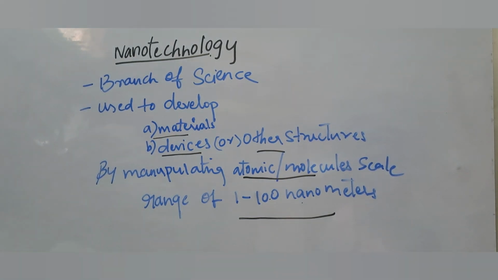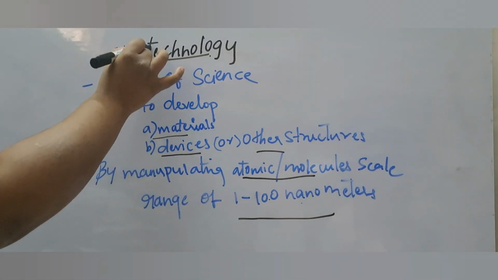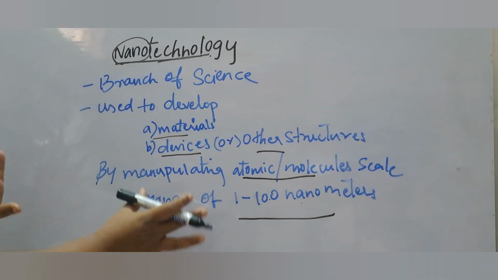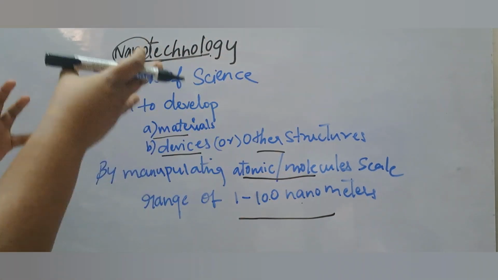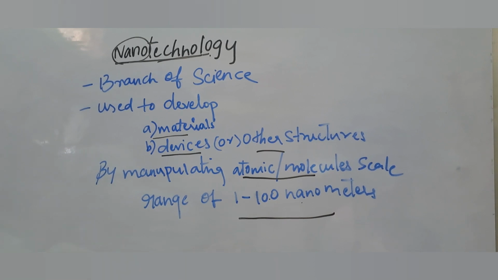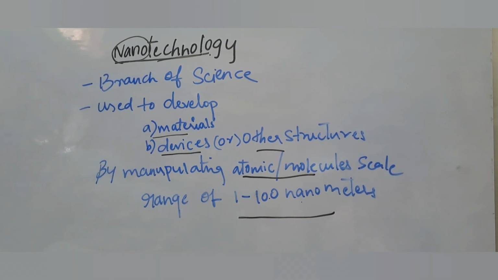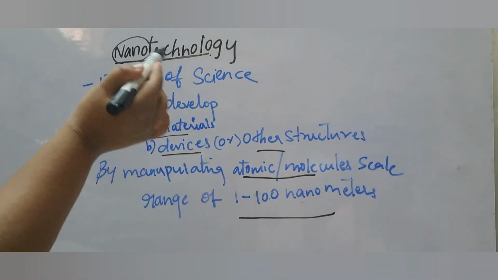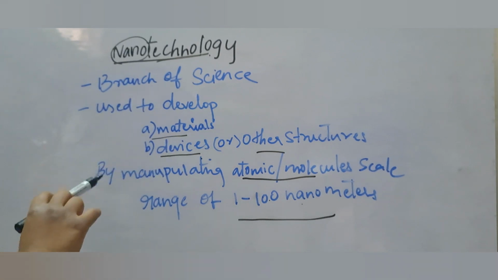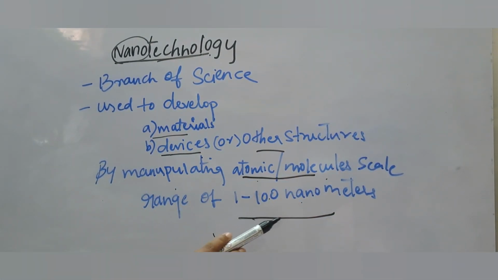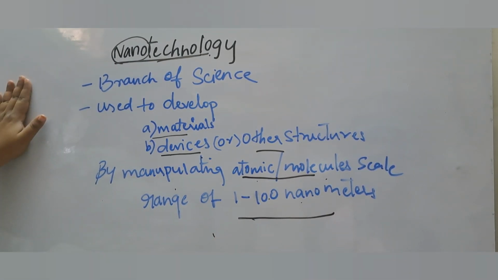So generally, in the name nanotechnology itself, nano means small, and technology is the thing we are using to discover the potential uses or scopes of nano, or something useful for our daily lives. So that is the simple definition of nanotechnology. It is defined like this: nanotechnology is the branch of science which is used to develop materials, devices or other structures by manipulating atoms or molecules in the scale range of 1 to 100 nanometers. So this is the simple definition of nanotechnology.